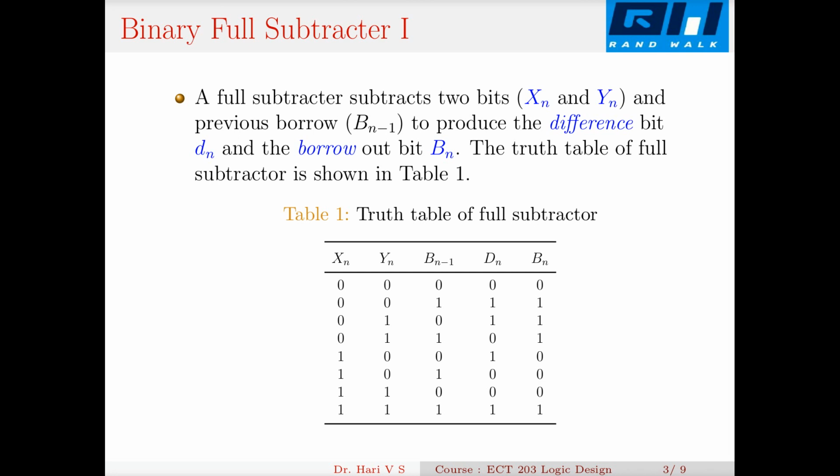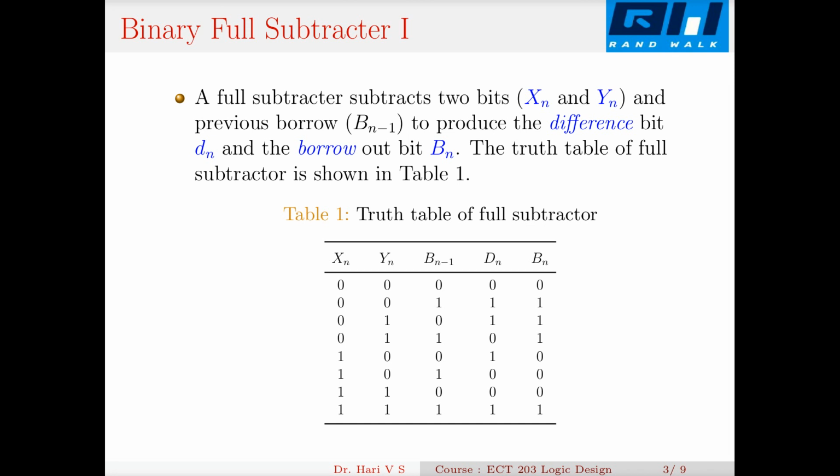A full subtractor subtracts two bits xn and yn and previous borrow bn minus 1. So you remember how the binary subtraction happens. You subtract these two bits. Suppose I subtract a 0 from a 1 or 1 from a 0, there is no 1 from a 1. You don't need any borrow. But if you subtract a 1 from a 0, you need to borrow a bit from the left. So that is a borrow bit.